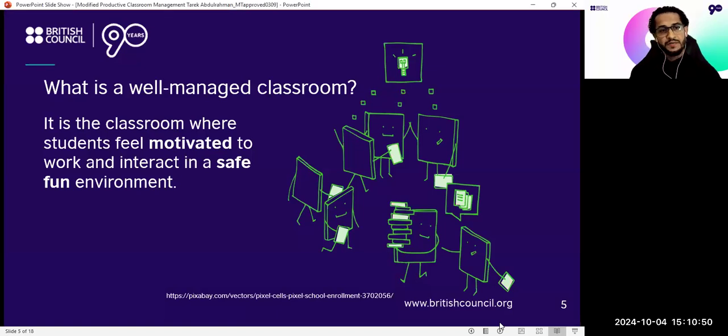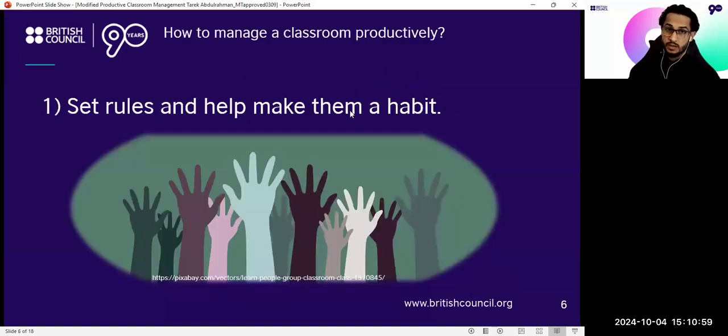Okay, so after the definition of a well-managed classroom, we will go through some practical techniques, as we said, to achieve the productive management, as we suggested. Okay, this is the first practical technique. As a teacher, we're supposed to set rules and help make them a habit. So actually, these are two rules, not one. Set rules, which is clear.